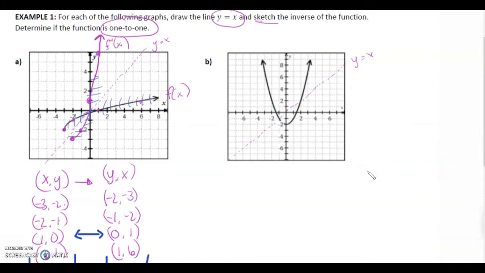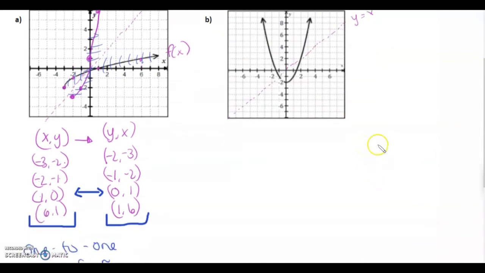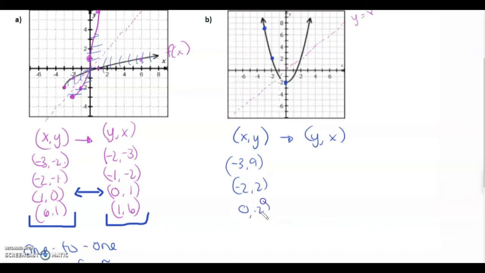Okay, so for B, this looks like a quadratic that's moved down 2 units. Not sure if it's stretched or not, just by a look, I would have to actually analyze. But let's go ahead and write out the x, y, and then we're going to flip them into y, x. Okay, so let's locate a bunch of points. So negative 3, 9, negative 2, 2. Let's go 0, negative 2. And then I'll do the reflection of those. So 2, 2. And then 3, 9. Okay. So I just looked at the graph, got a bunch of points.